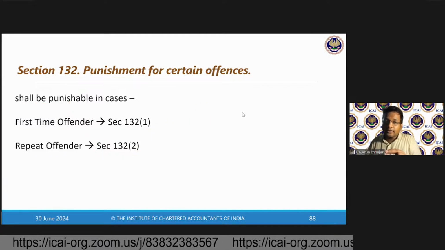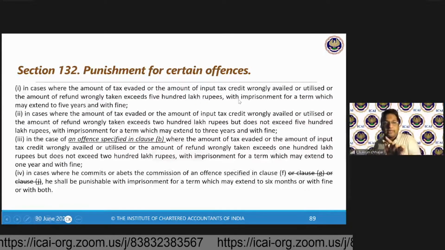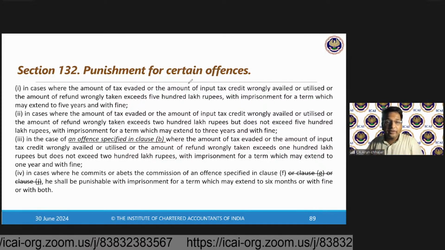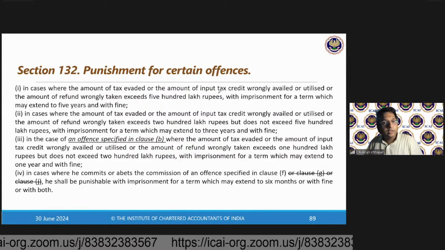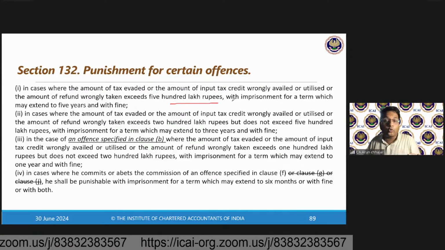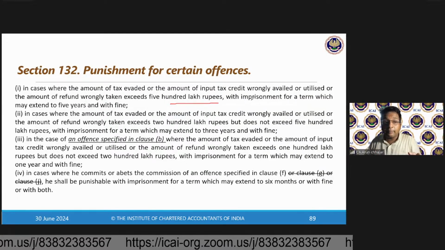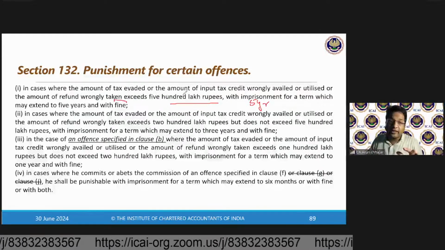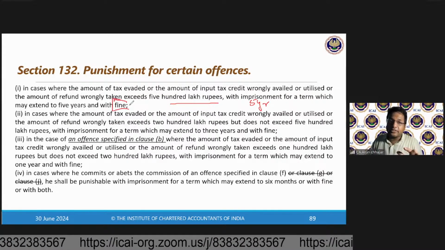And for a repeat offense, irrespective of any amount. Let's read what the quantum of the penalty is. If the amount of tax evaded, or the amount of ITC wrongly availed or utilized, exceeds 5 crore, then the imprisonment will be 5 years and fine. Who will decide the fine? The fine will be decided by the magistrate.